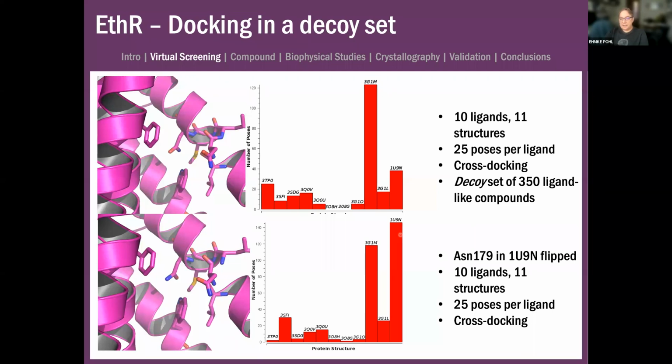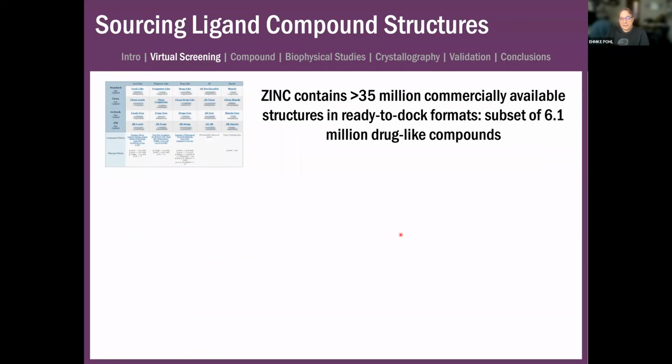So the next thing we did is we looked at the crystals, at the compounds, and we used the ZINC chemical database, which is freely available. At that time, it contained more than 35 million commercially available structures in a ready-to-dock format. So anybody can just download the entire database onto your local computer. We then used a subset of 6.1 million compounds that are classed as drug-like compounds by the ZINC database already. So that already reduces the number of molecules that we wanted to dock by a factor of 5.